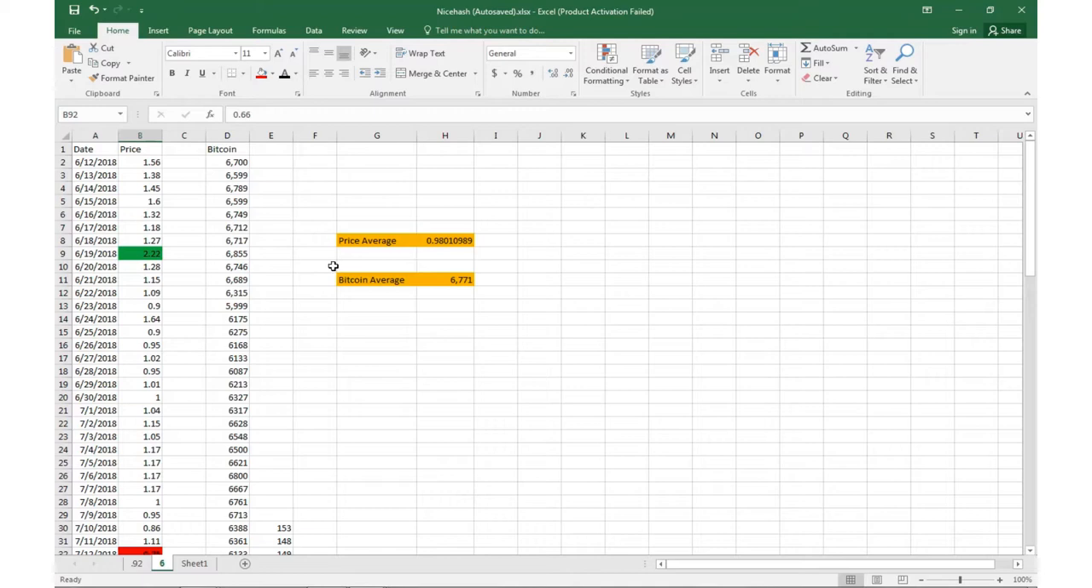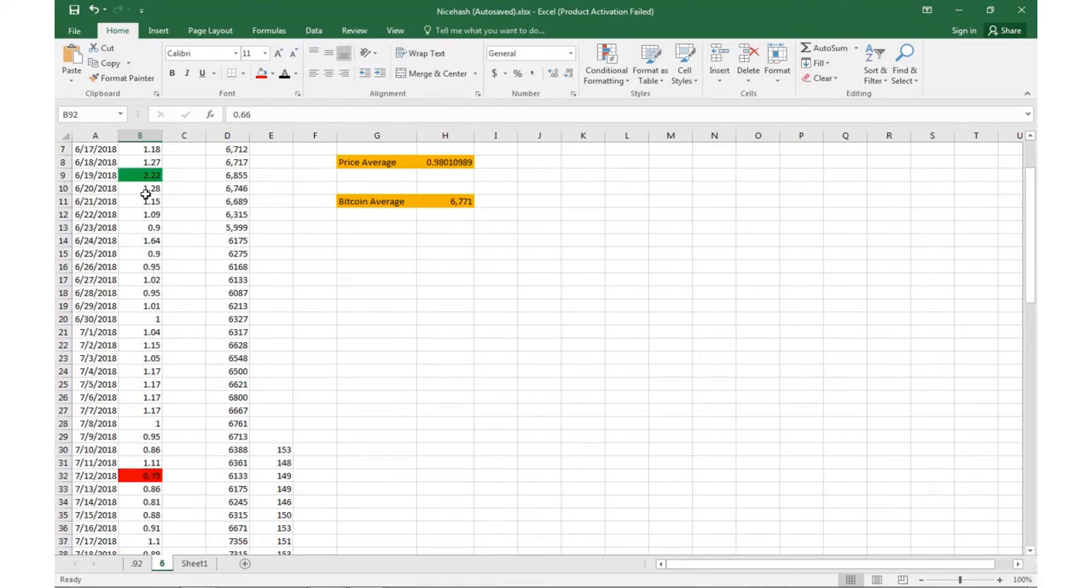So if we look at the averages, the average Bitcoin price that I've seen is right around 6,700 so far for the last 90 days. And the average price of mining per GPU on my 1080s is about 98 cents. So that's just kind of where we're at with that.